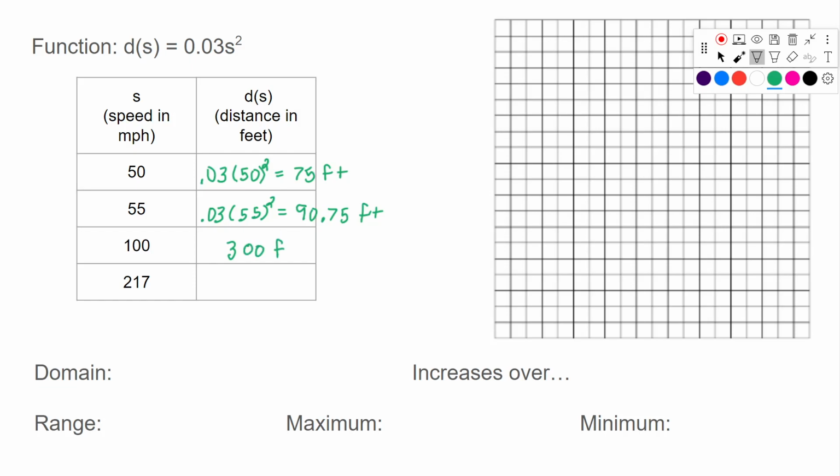And we were told that the maximum speed of this particular Ferrari was 217 miles per hour. So its braking distance would be, if we take 0.03 times 217 squared, approximately 1,413 feet.